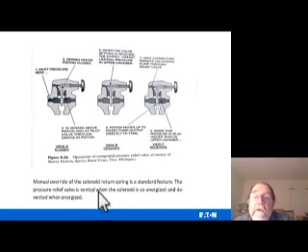Manual override of the solenoid return spring is a standard feature. The pressure relief valve is vented when the solenoid is de-energized and unvented when energized.